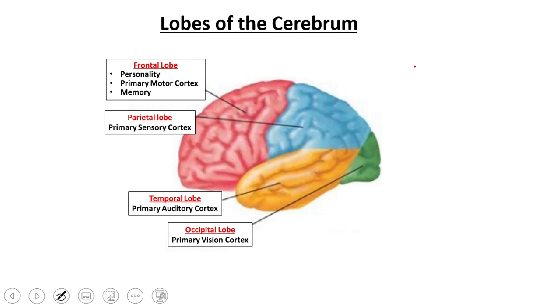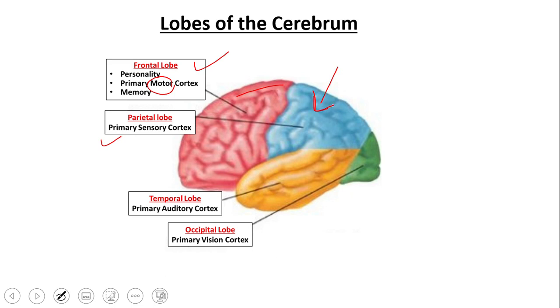The cerebrum has four important lobes. The front one is the frontal lobe, and this is the one that is responsible for decision making, thinking, cognitive function, memory, and also it has the primary motor cortex, meaning that our skeletal muscle movements begin from the frontal lobe. Then this one is the parietal lobe, and our body sensations are represented here. So it is the sensory cortex.